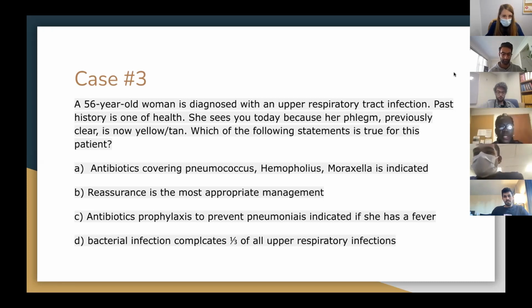Okay, that's right. The answer is reassurance is the most appropriate management. This is a viral infection. The color of the sputum really doesn't tell you much. All it tells you is that you have white cells going to a site of infection. That's all it is. It's just the presence of white cells, and it's not an indicator that it's bacterial, viral, or otherwise.